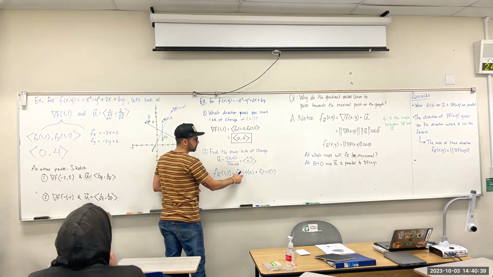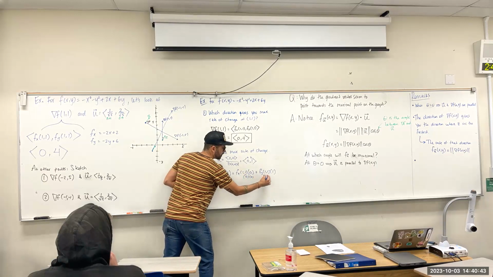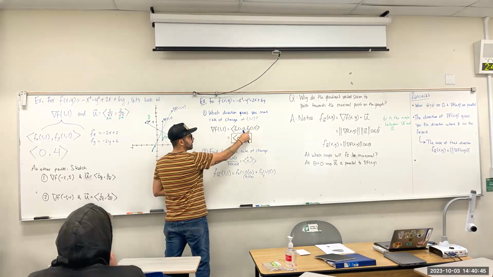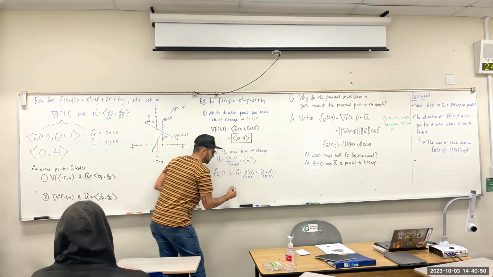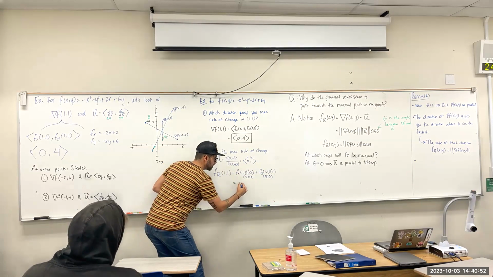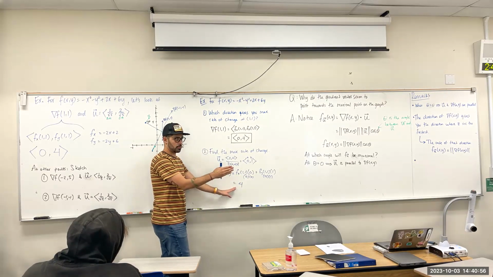This is just a big fat 0. And then the partial of that is going to be 4. So what's my maximal rate of change? 4, in the direction of the gradient vector.